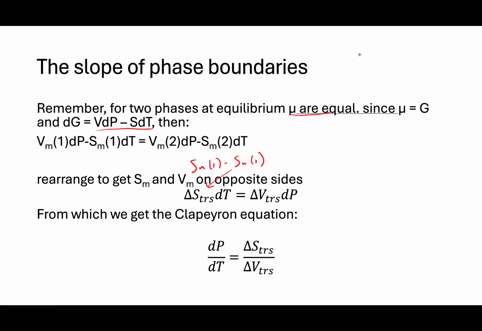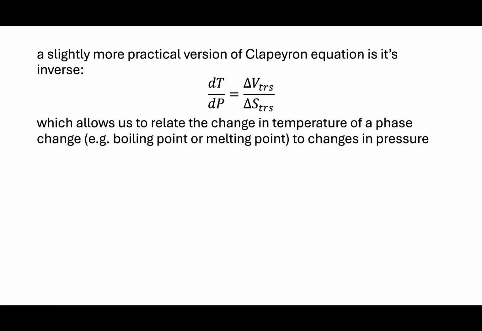If we rearrange this, we get the Clapeyron equation. It's going to be dP over dT equals delta S over delta V, both molar, of this transition. Again, dP over dT is going to be a slope, and our delta S and delta V are both numerical values, so we get an equation for a slope. Now, a slightly more practical version of this is its inverse, where we flip everything. We have dT over dP equal to delta V over delta S.